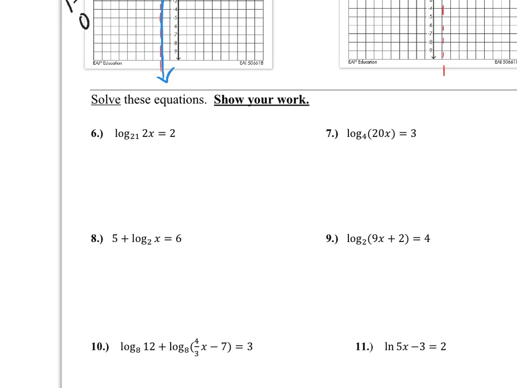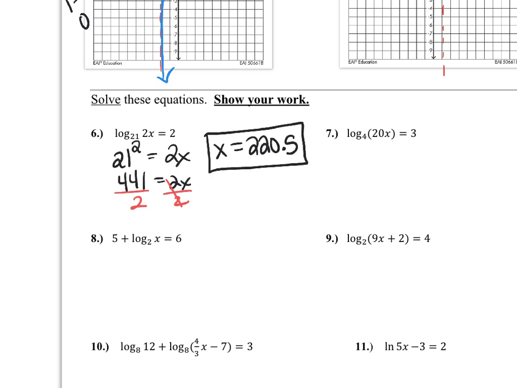All right, solving the log. Remember, if we have a log on one side and we have it isolated, the first thing we're going to do is rewrite this in exponential form. 21 to the second power equals 2x. And then 21 squared is 441. Then divide both sides by 2. So x equals 220.5.